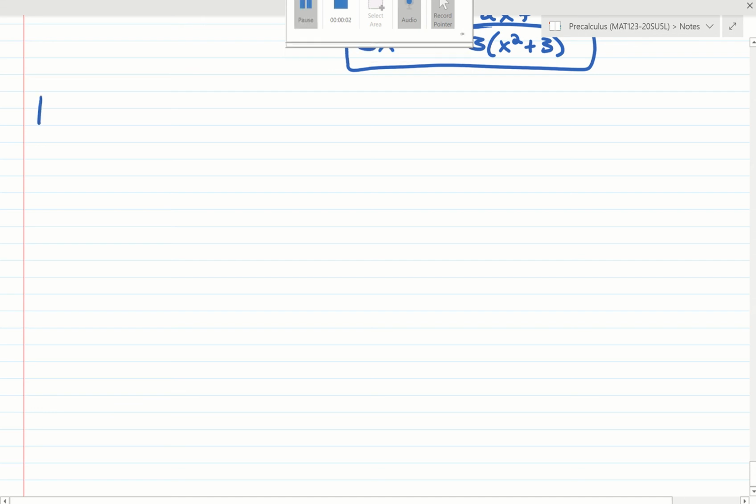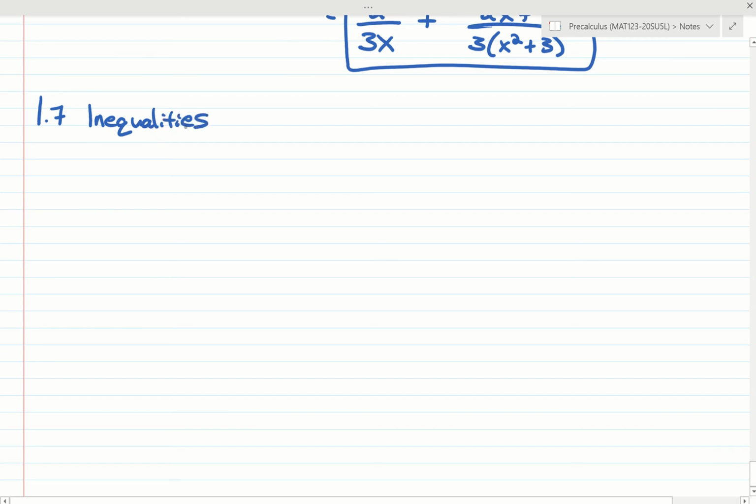In section 1.7, we'll be talking about inequalities. Okay. Now, inequalities we solve very similarly to equations, but there's three main differences.